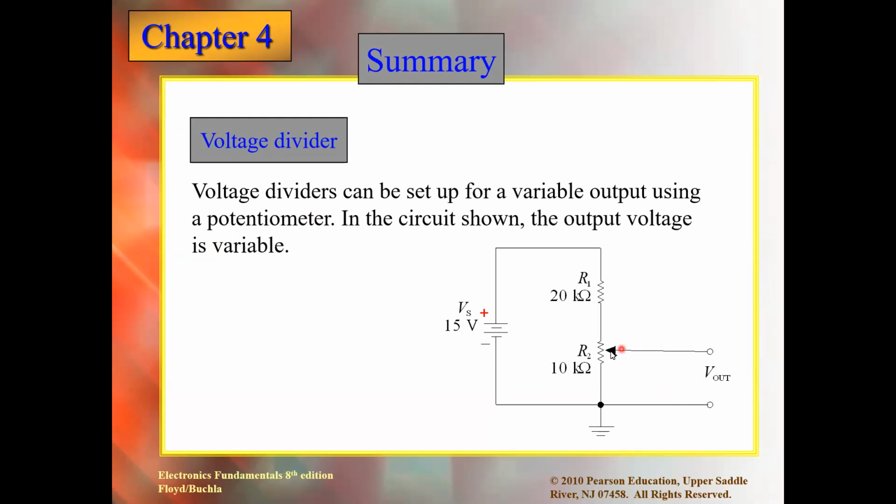In a potentiometer, one arm is movable. I mean, this arrow which you can see is movable. It can go up and down. So in the circuit shown, the output voltage is variable. How is it variable? See guys, if you look here, how it is variable.